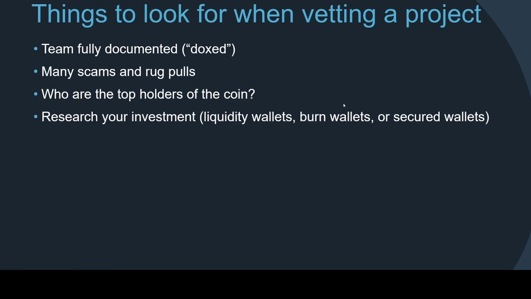So, there are a lot of different ways to do that. If people are saying that they're burning certain tokens for certain milestones or whatever, that should be verifiable, so you should be looking at that. Secured wallets, if things are locked up, make sure that you can verify that that's the case. There's a lot of that type of stuff going on here.